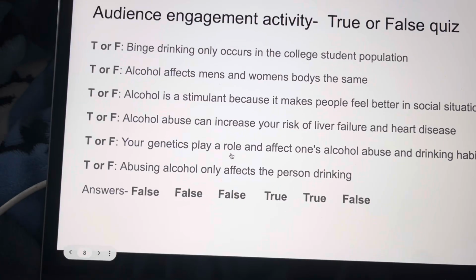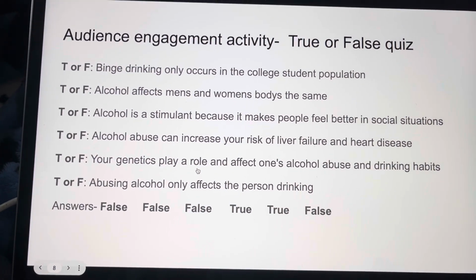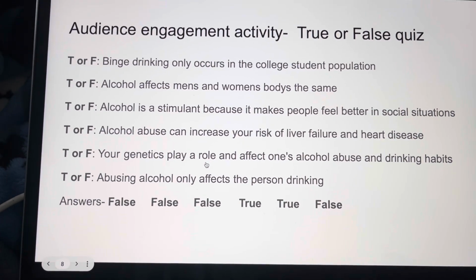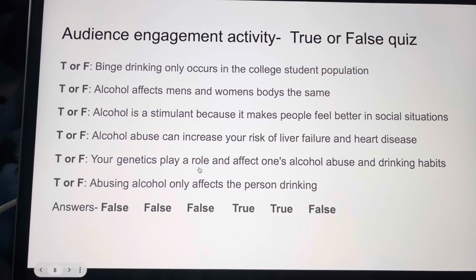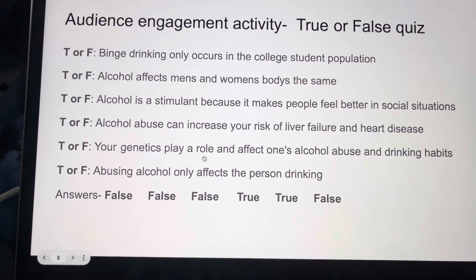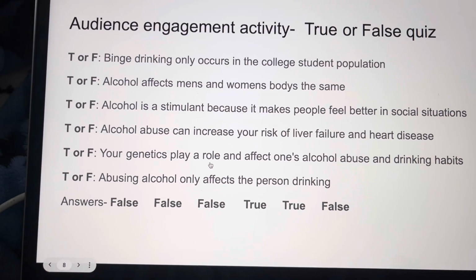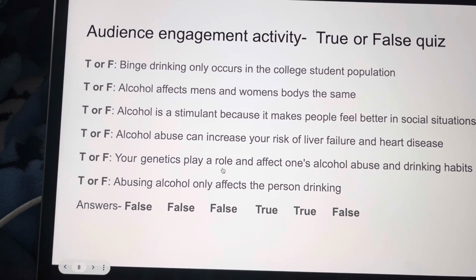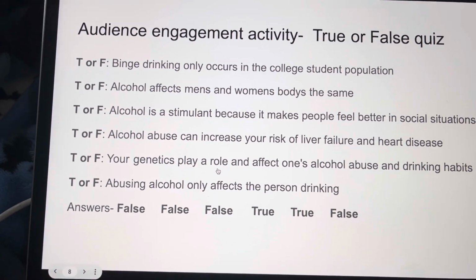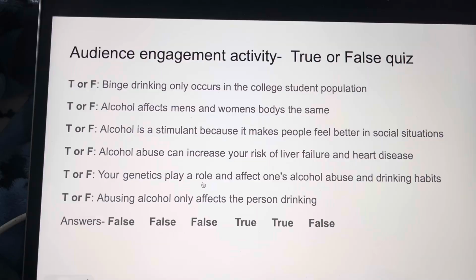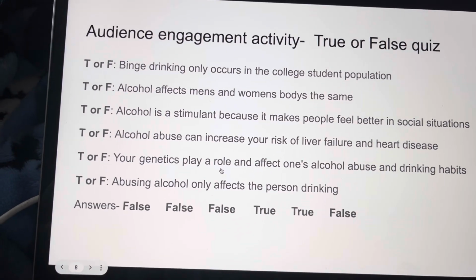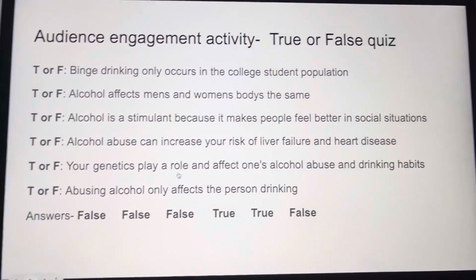The last one, abusing alcohol only affects the person drinking. That is false, because if you're driving under the influence, you are putting other people's lives in danger. And it doesn't only affect the person drinking, because if the person is acting out, they're going to be ruining their relationships with coworkers or friends and family.